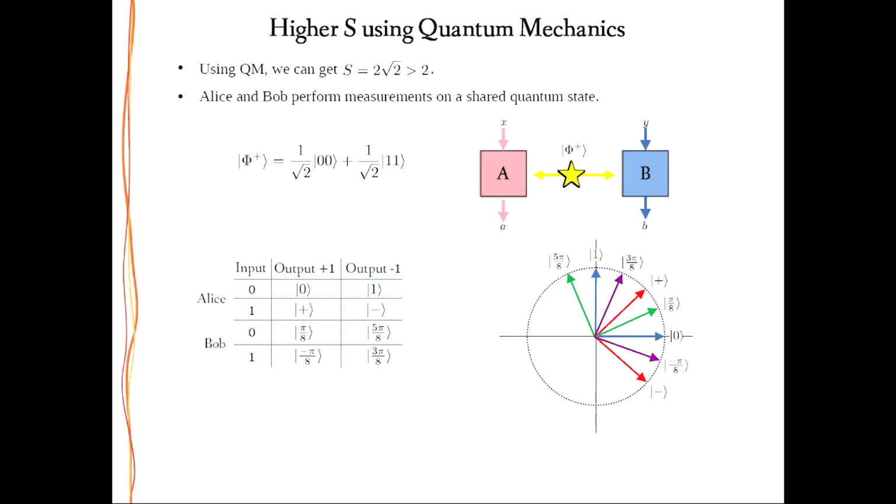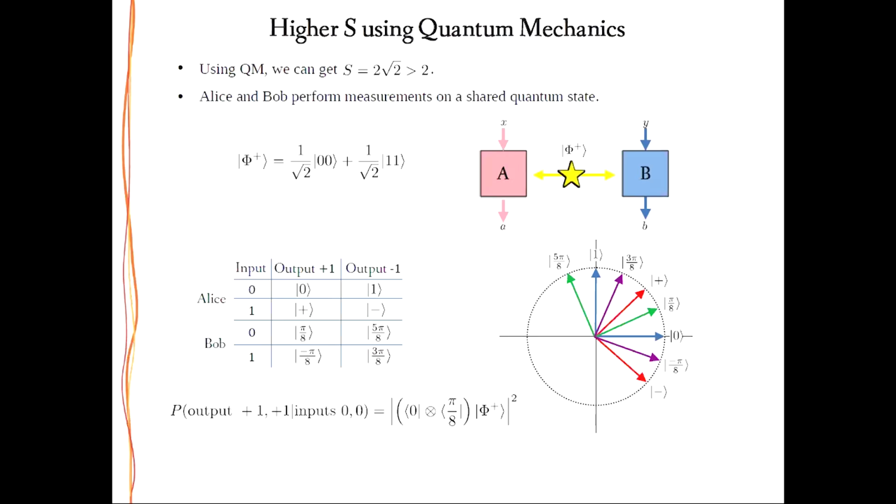So what happens is Alice has two different bases that she can measure in. And depending on the input 0 or 1 she gets, she will choose either the 0, 1 basis or the plus-minus basis. And the same for Bob. He has two different bases, and depending on his input, he will choose either the first one or the second one. And then they perform the measurement on the qubit they get in that basis.